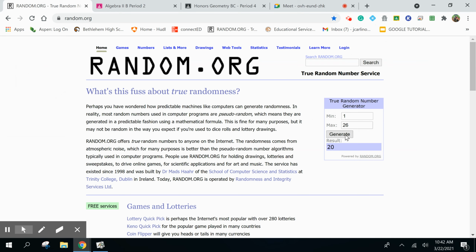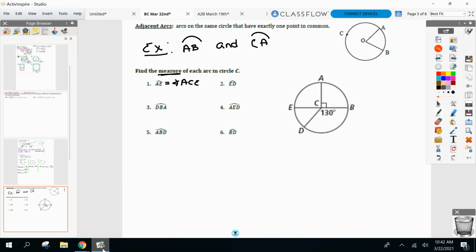Radhika, what's the measure of that arc? 90. 90 degrees because the central angle is 90. Perfect. And I'm going to let you guys go and go ahead and finish that for me. And then I'll go rapid fire calling on people. The arc is equal to the central angle.